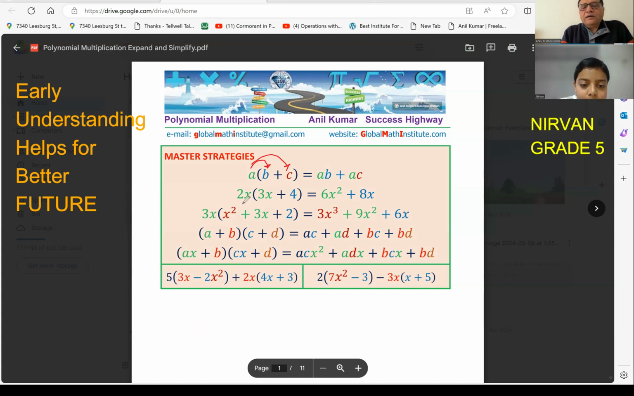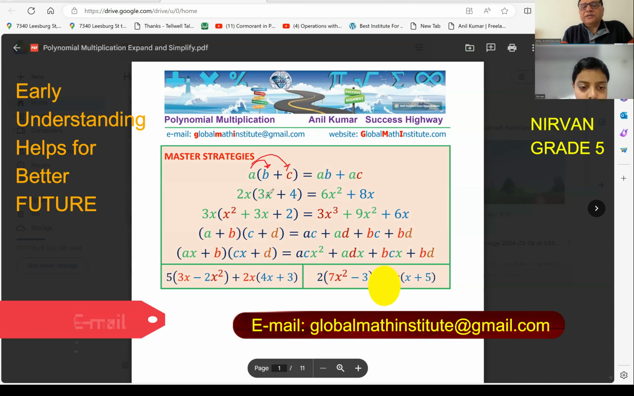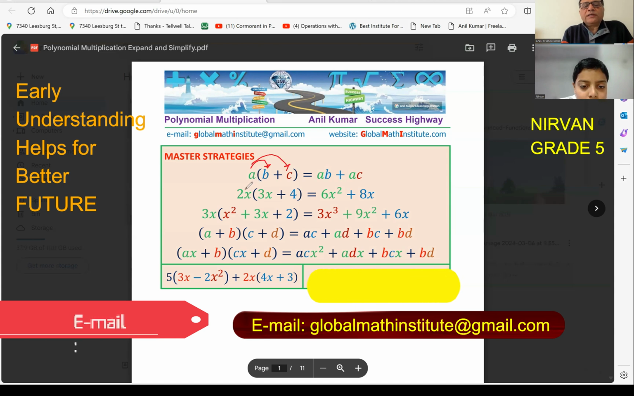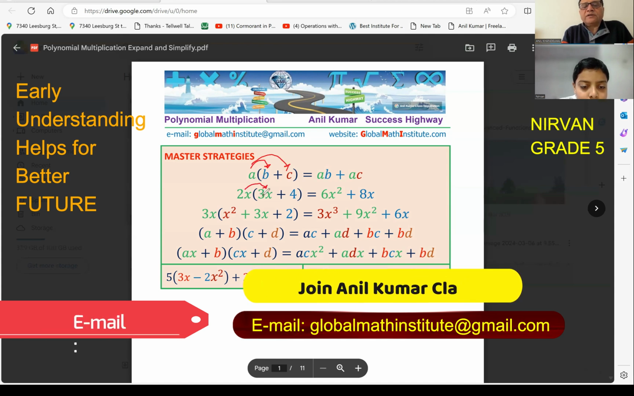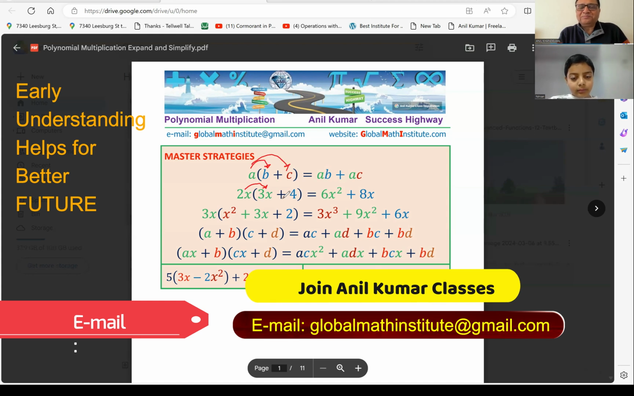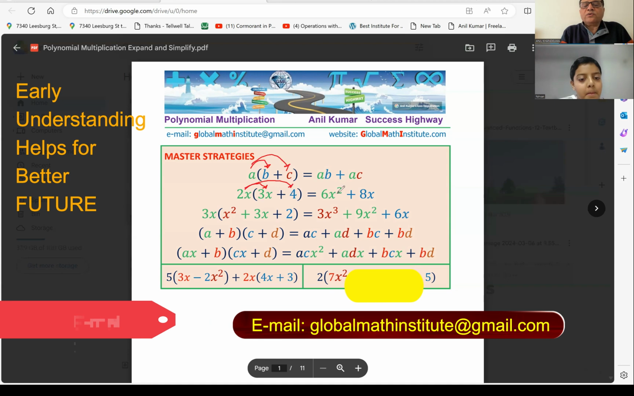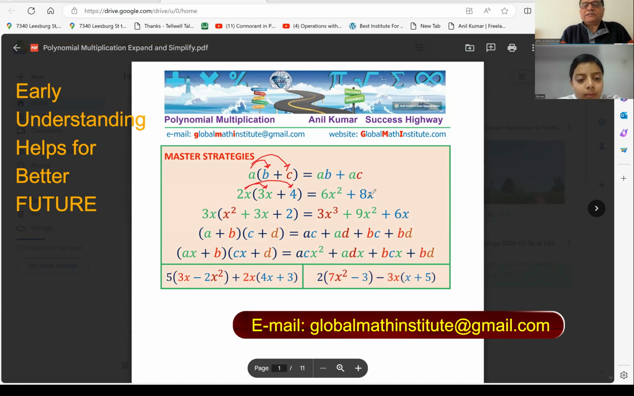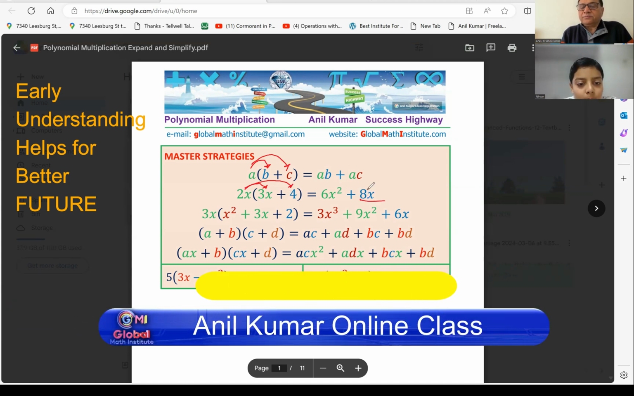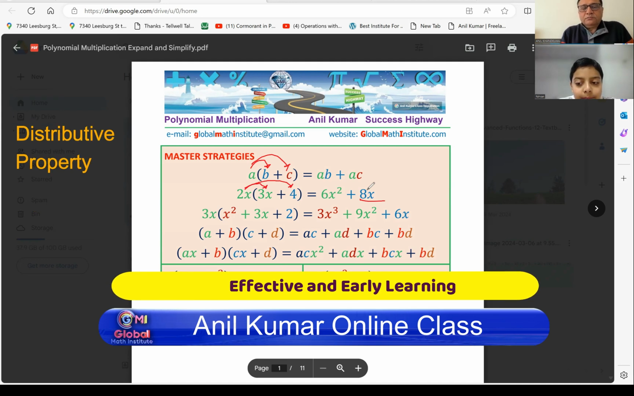Now, if I have numbers involved with the variables, for example, 2x times 3x plus 4, then 2x gets multiplied with 3x. And what you get is 2 times 3, which is 6, x times x, which is x squared. The exponents of x get added up, right? When you multiply 2x with 4, 2 times 4 is 8, and x remains, 8x. Perfect? Yes.